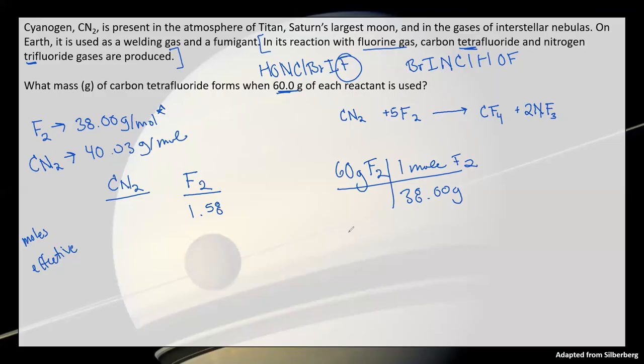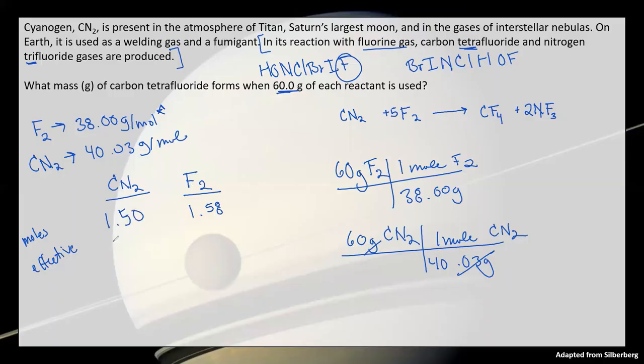And then I have another 60 grams of cyanogen, CN2. I do the same system. This one has a molecular weight of 40.03 grams per 1 mole. CN2, cross out grams. 60 divided by 40.03, it's going to be really close. I'm going to round it to 1.50.